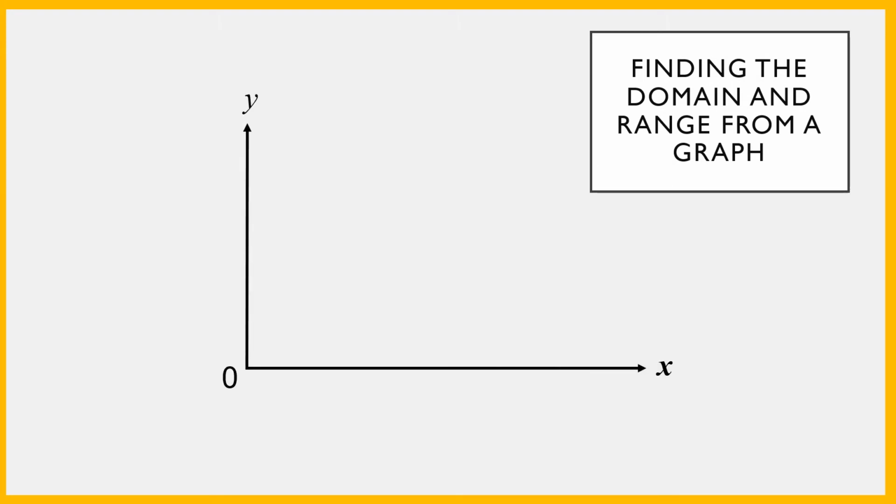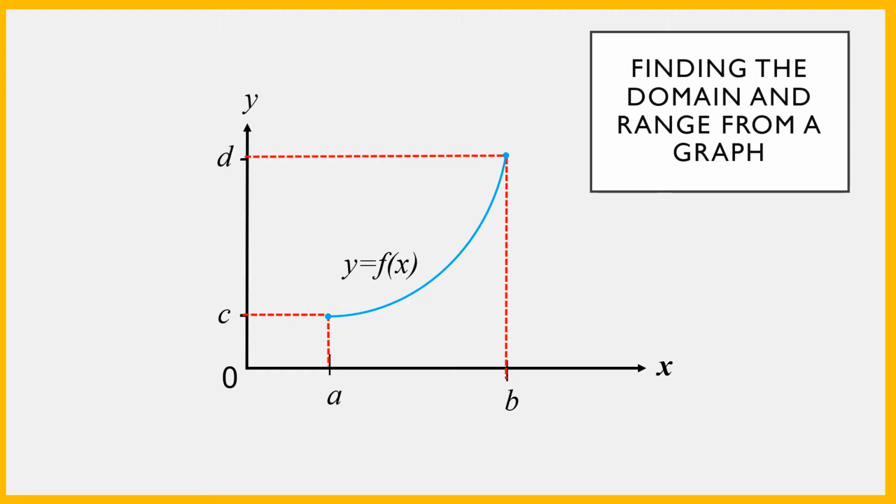So how do we find the domain and range from a graph? Consider the graph of y equals f of x, which is defined for x between a and b, where the values of a and b are inclusive, and their respective values of y are c and d, where c and d are inclusive. Notice the small shaded circle on the curve. This indicates that the x and y values are included.